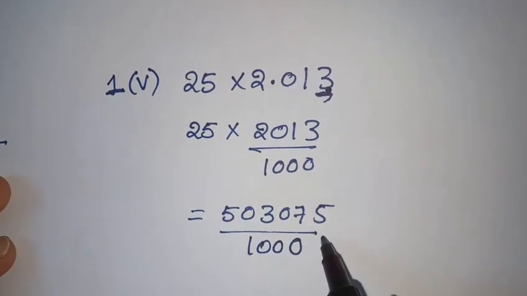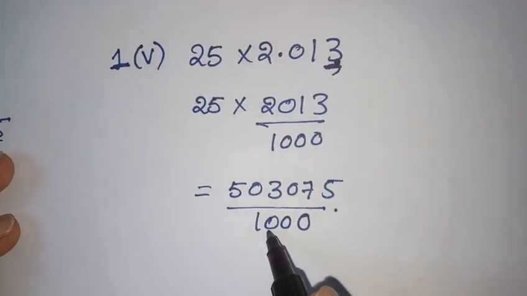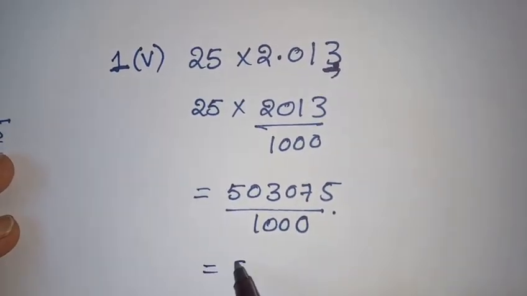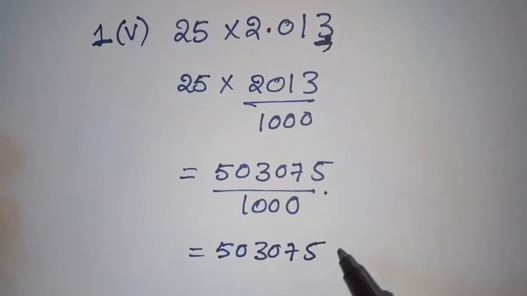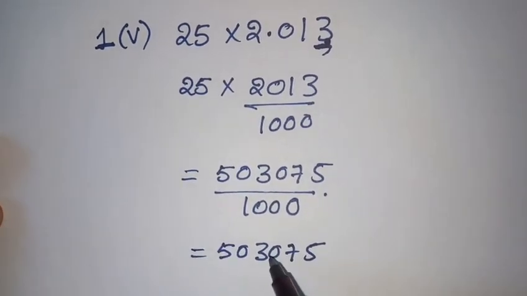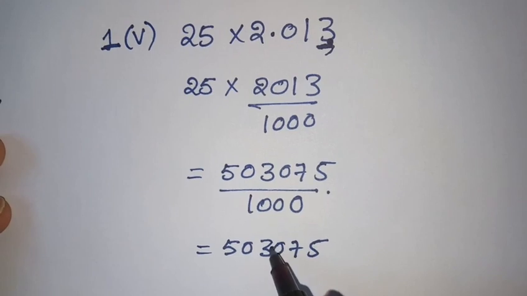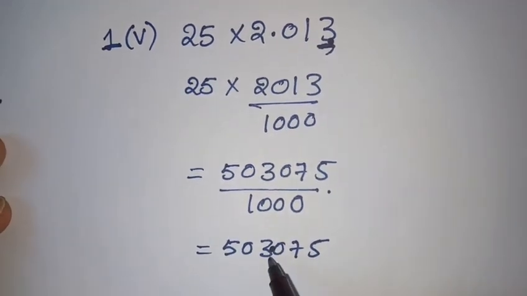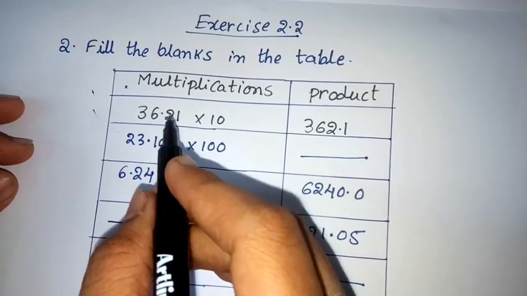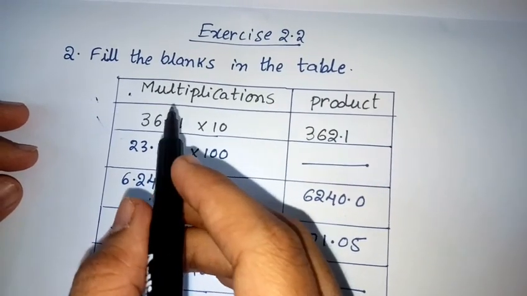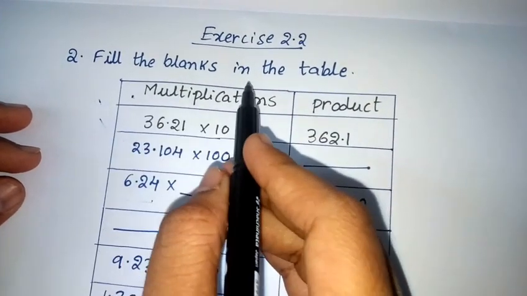So in the denominator 1000, the number of zeros is 3. So in the answer, that is in the numerator 503075, from the right side move 3 digits left and keep the decimal point. So the final answer is 503.075.